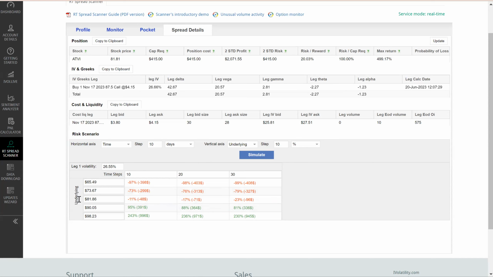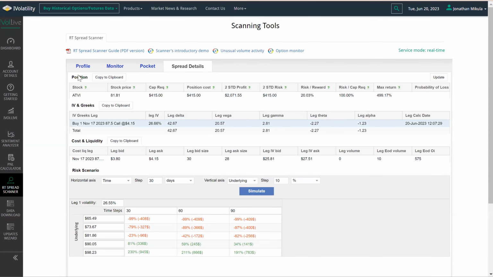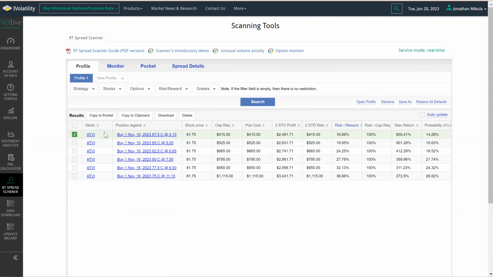And you can update this. You'd say, well, look, this thing doesn't expire till November. So what happens if we change our increments to every 30 days, right? So we have 30, 60, and 90 days. And this will tell you what will happen. So this is a really, really cool mini P&L calc that I would certainly utilize. And then once you analyze that and you say, okay, well, this has the lowest risk reward, but I feel confident.